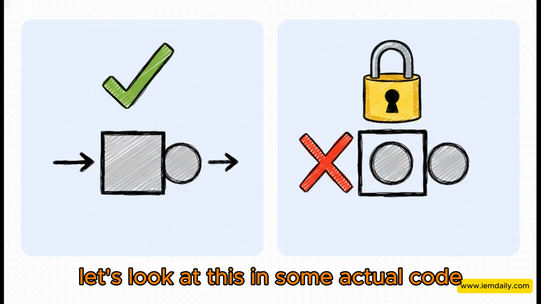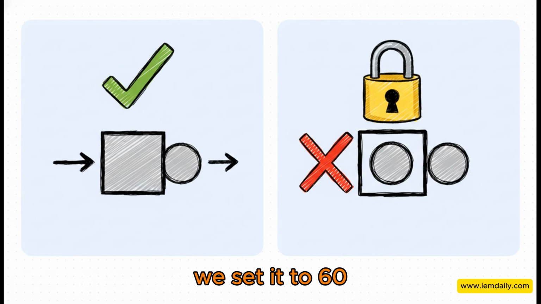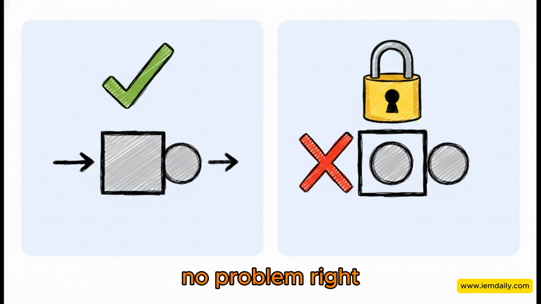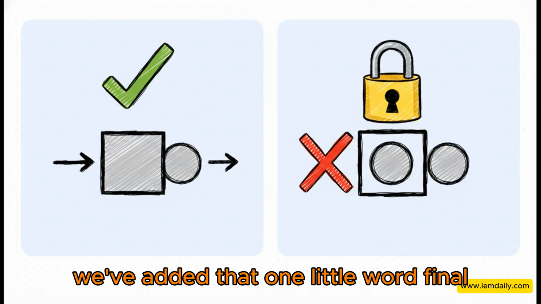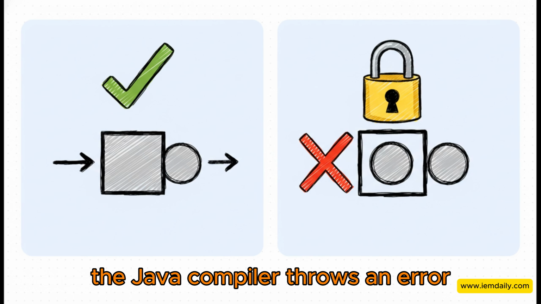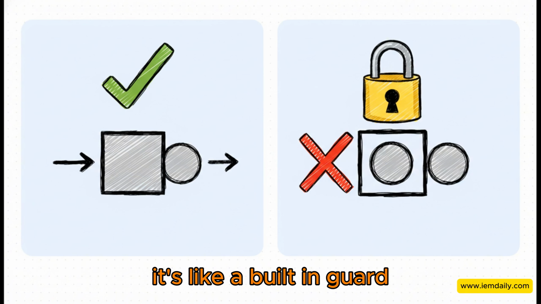Let's look at this in some actual code. Over on the left, you see a normal variable, speed limit. We set it to 60, and then later we can easily change it to 80. No problem, right? That's business as usual. But now, look to the right. We've added that one little word, final. And when we try to change max speed, bam! The Java compiler throws an error. It won't even let you run the code. It's like a built-in guard.